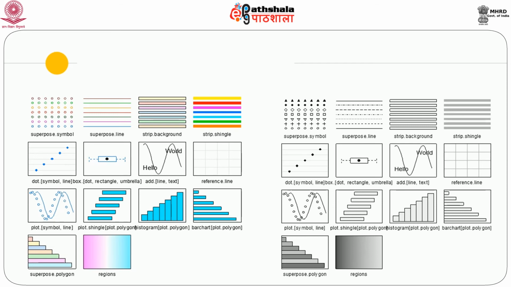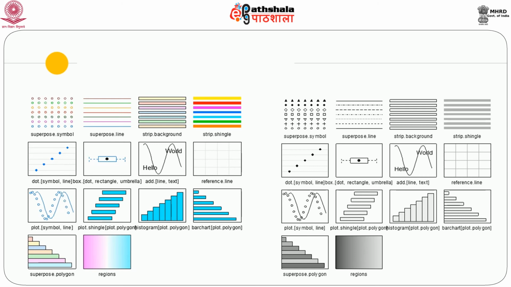But things are not like that. If you write down standard.theme color is equal to false within the bracket of show.settings, then that would change the default settings into grayscale. So now you can take out the printouts with lesser hazards.